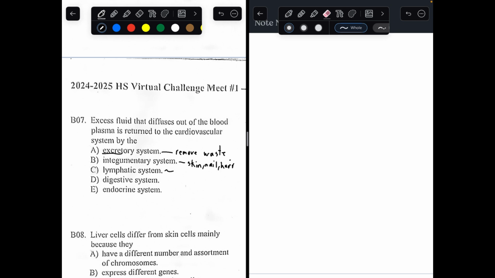The lymphatic system has two different functions. One is to fight diseases, to help the immune system fight diseases, and it is also to maintain fluid levels. So fight disease, maintain fluid.